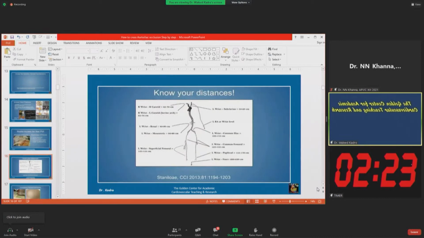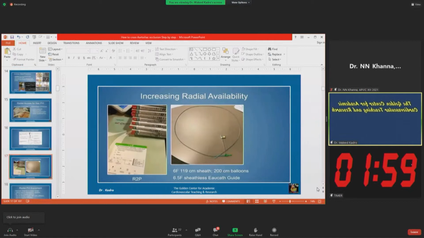So always, before deciding to go from the radial, try to know your distance and measure the distance. I'm not going to mention those distances, but try to review this slide and get an approximation of the distance, so you can know the size and the length of the sheath, and the size and the length of the balloon shaft that you are going to use.